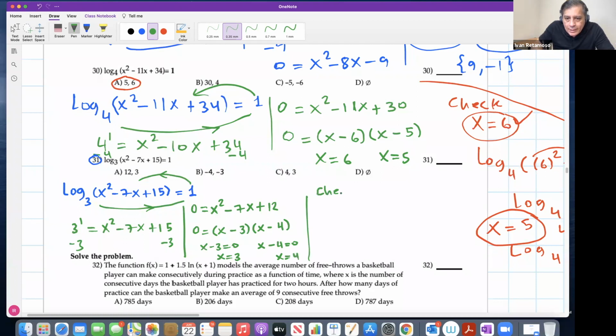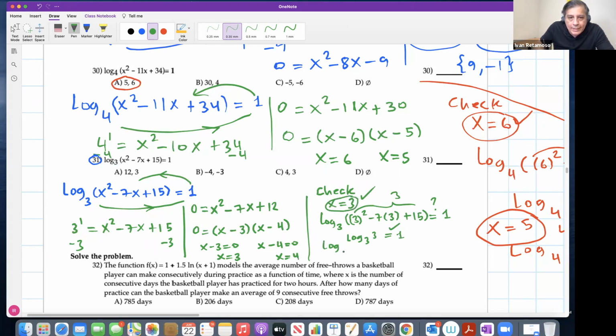Check. If you check x equals 3 in the original equation, you got to verify that log base 3 of 3 squared minus 7 times 3 plus 15 is indeed equal to 1. 3 squared is 9. 9 minus 21 is minus 12. Minus 12 plus 15 is 3, a positive number. So that's enough. It will check. And indeed it does. This is 1. Good, so x equals 3 is a good solution.